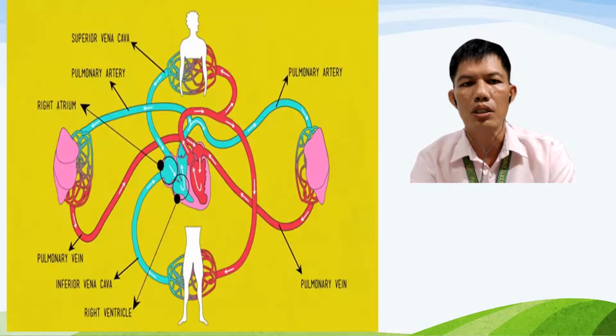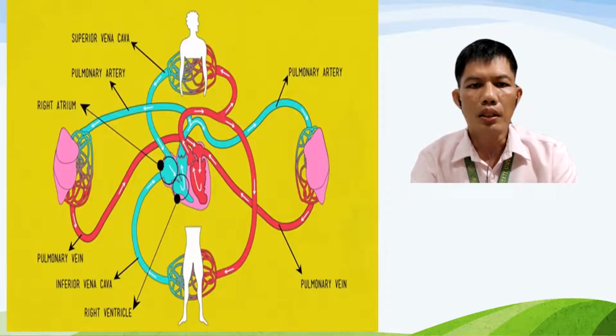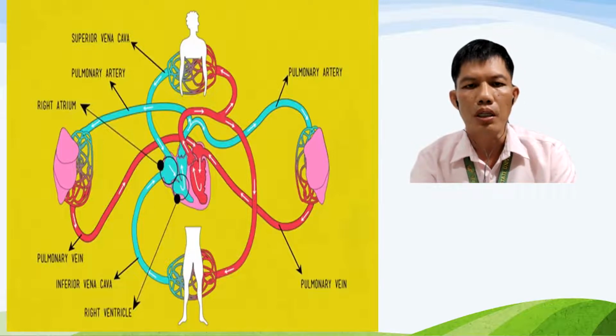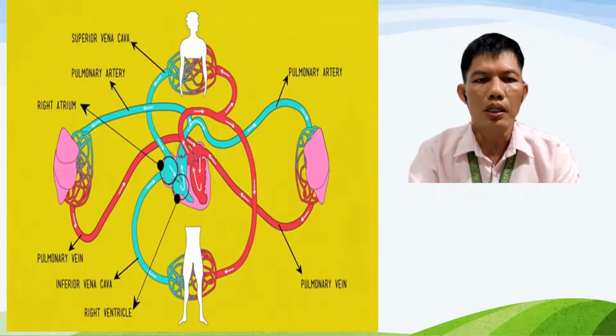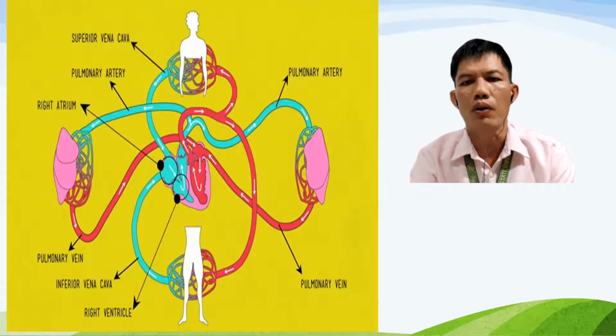Here it is. As you can see, blood coming from the different parts of the body will enter into the superior vena cava and the inferior vena cava, and it will go to the right atrium, going to the right ventricle, passing through a tricuspid valve. Okay, and then from the right ventricle, blood will be pumped by the pulmonary artery going to the right lung and to the left lung for oxygenation.